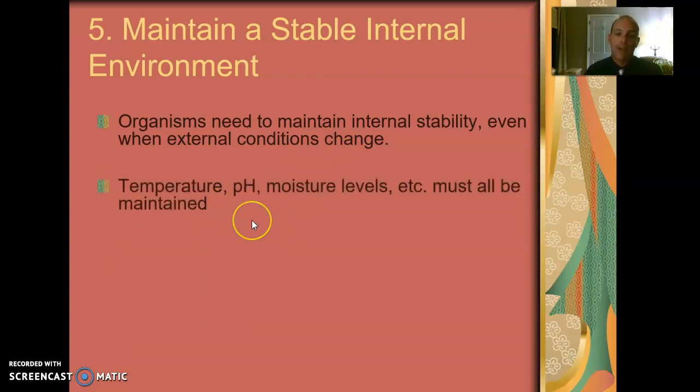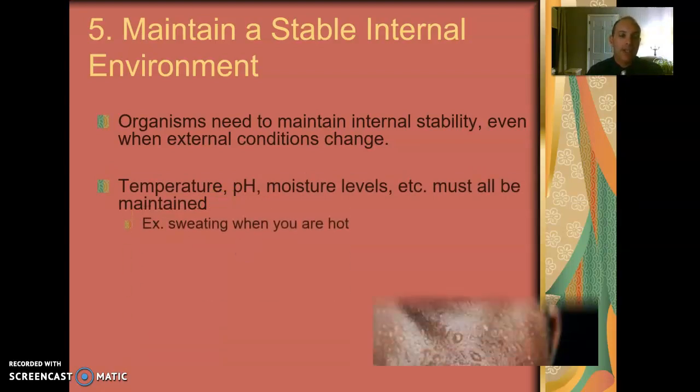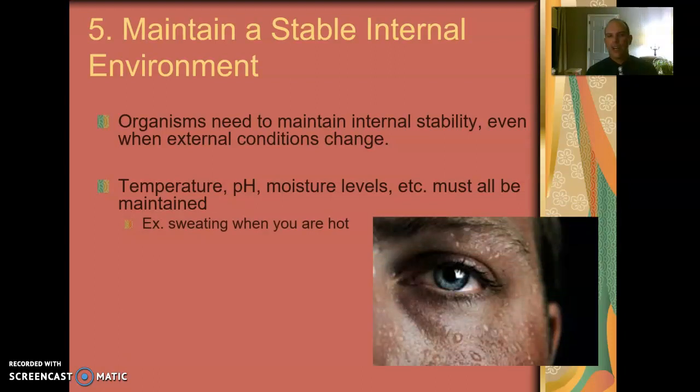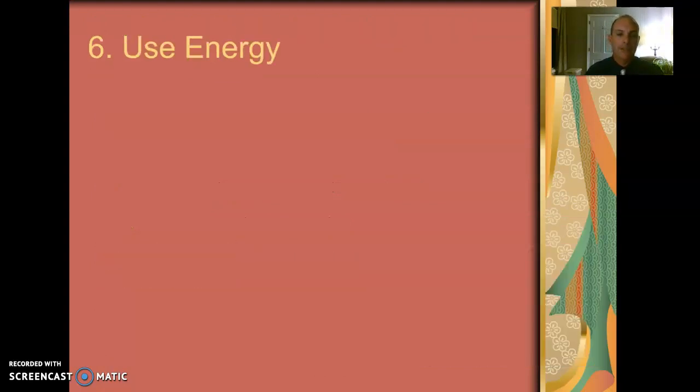So temperature is one of them. pH, moisture levels, all must be maintained depending upon what kind of organism you are. They all have different needs. Sweating when you are hot. All right, we're running around, we sweat. We decrease our body temperature by the sweat evaporating. That's why when it's humid out, it feels like you can't cool down, because the sweat will not evaporate as fast. Here's a fun fact. Dogs do not sweat. They pant. So they kind of sweat through their mouth is how they handle their heat. The internal balance is called homeostasis. Again, like I mentioned, that's how you spell it there.